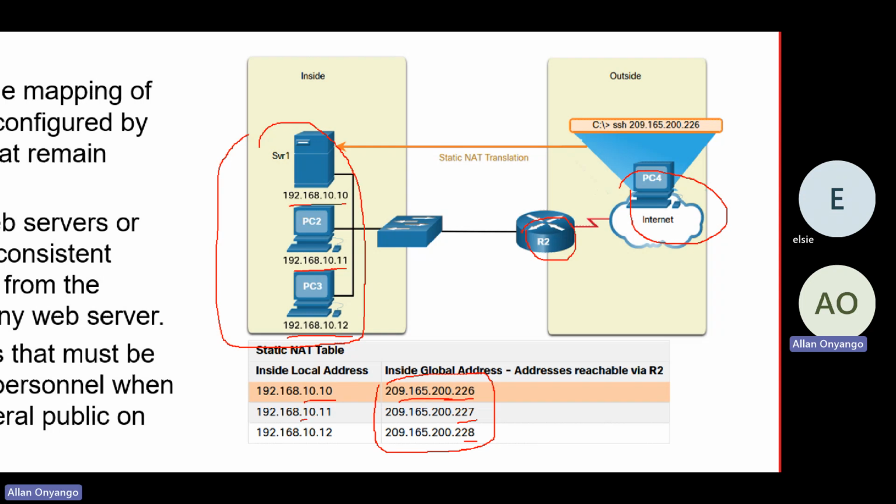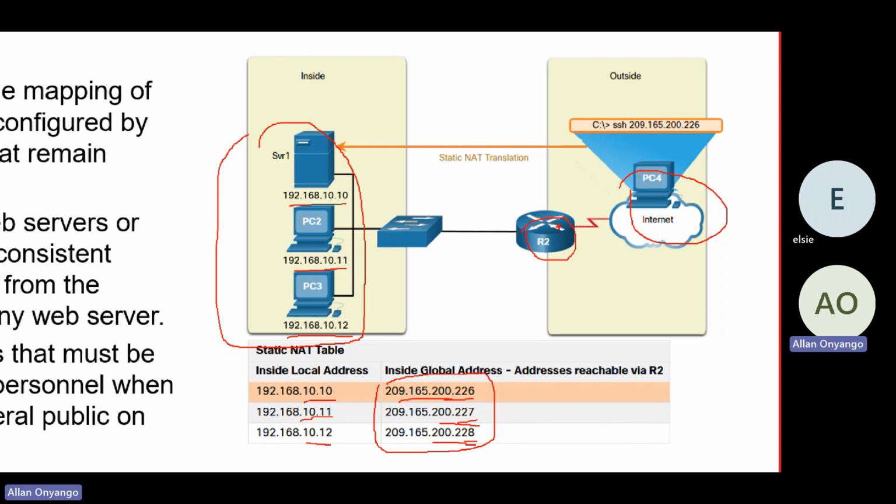Okay, 10.11 for PC2, wherever it's visiting the internet, it must use 200.227, and it must not change, and it is not shared amongst them. 10.12 will always be translated to 200.228. Okay, and so that's why we call them static NAT. Those address mappings remain static within R2.